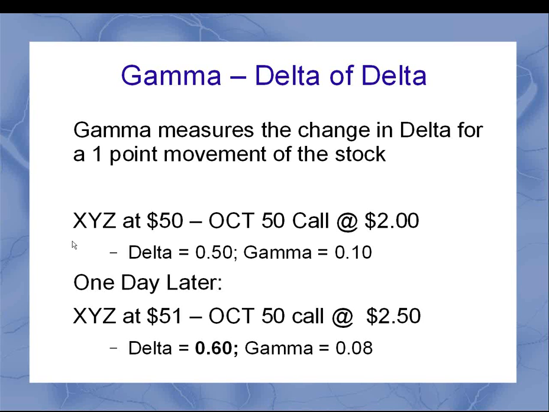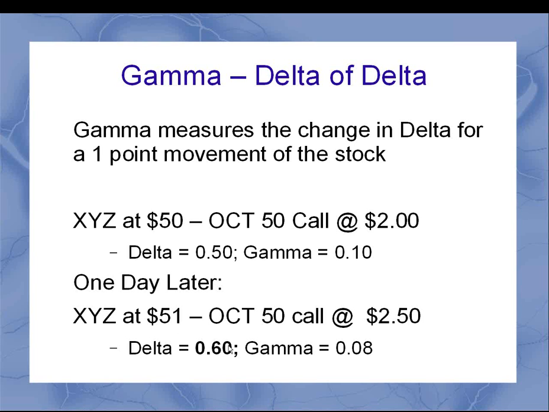So a basic example, XYZ is trading at $50 per share. We look 30 days out to the October 50 call, and it's currently priced at $2. Well, it's at the money, so we see a delta of 0.5. We may see a gamma value of 0.10. And what does that mean? Well, 1 day later, XYZ goes up to $51 per share. We go up plus $1. The October 50 call might now be priced at $2.50.